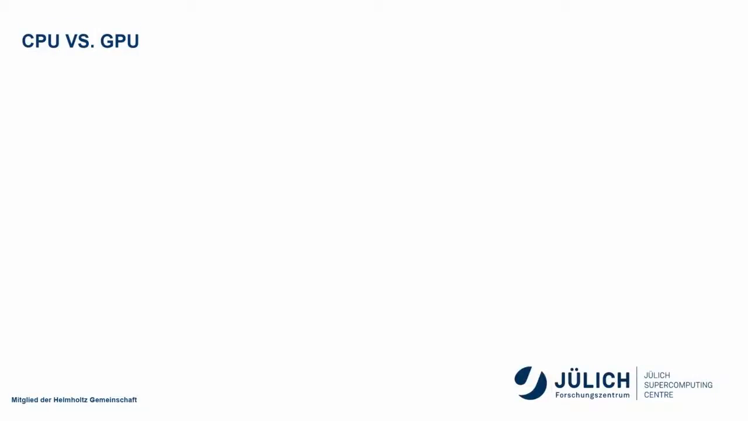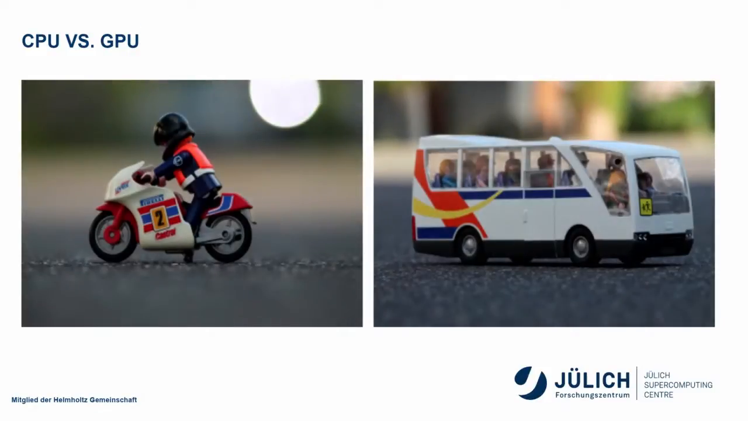CPU versus GPU. Well, a CPU is kind of like a motorcycle. You can get things done quickly. You have low latency to get from A to B. But that's only true if you have a small number of people that you need to transport. One person, great. Two people, okay. If you want to get 50 people from Lugano to Milano, you'll have some problems with the motorcycle.